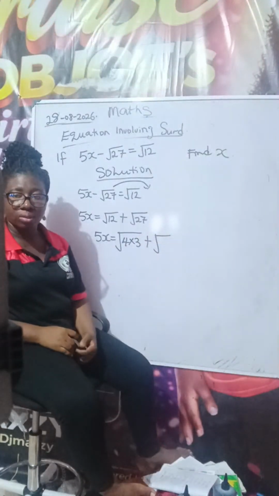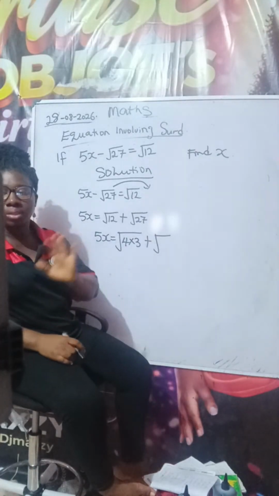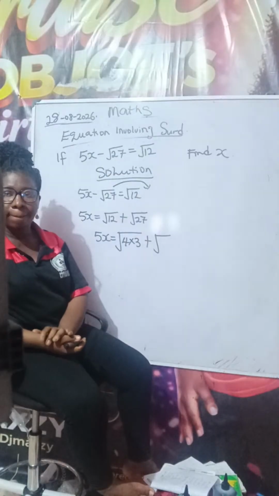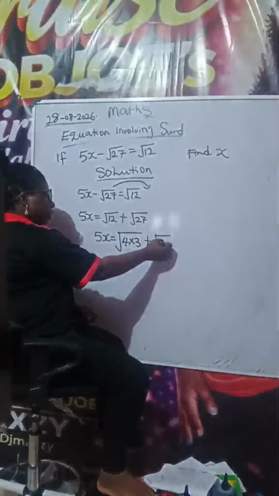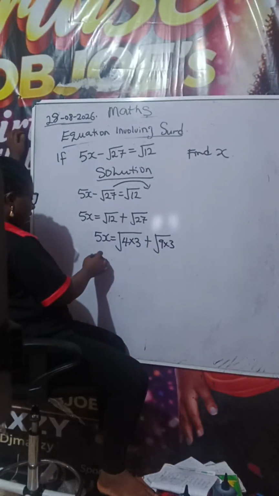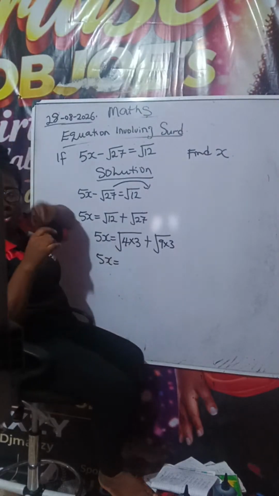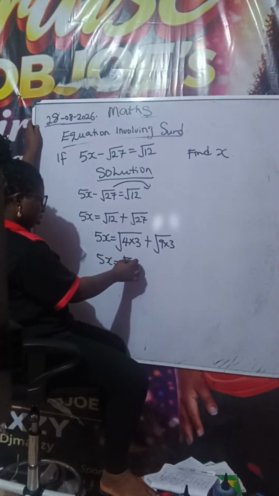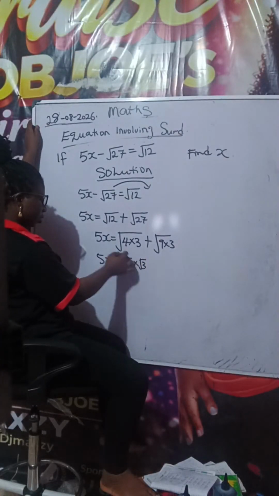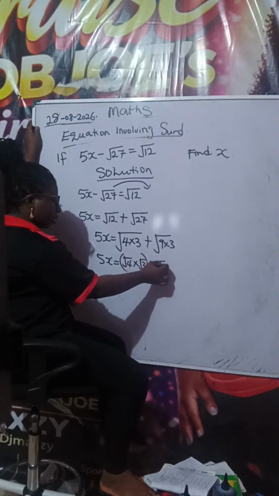27 is the same thing as what? A perfect number times any number that will give us 27. 3 times 9 or 9 times 3. So we have 5x equals to, now what is there? We are going to separate it. So we have root 4 times root 3, then plus root 9 times root 3.